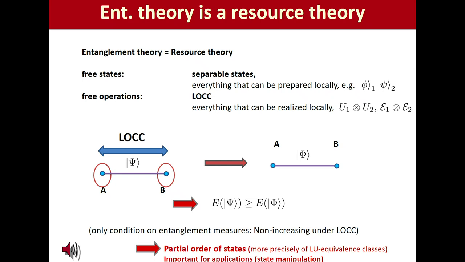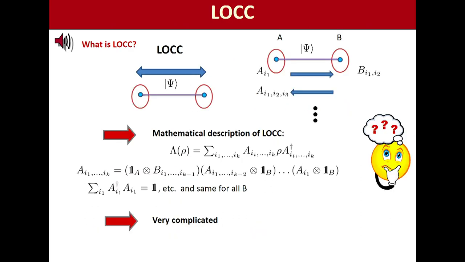So this is why LOCC is very central, obviously, because it's the free operations that we use in our entanglement theory. Okay, so let's talk about what is LOCC. From a physical point of view, LOCC is very easy to describe because it's just everything that you can do locally. This means that Alice applies some generalized measurement, getting some outcome i, transmits this information to Bob, who then, depending on i, applies some operation, communicates the outcome back. Depending on that, Alice applies again an operation, and so on.